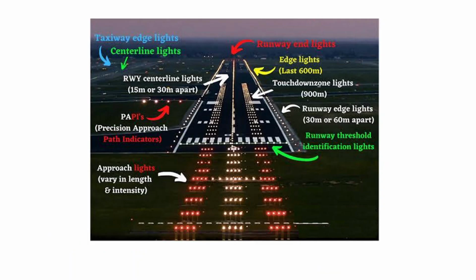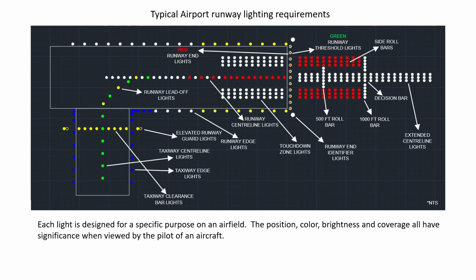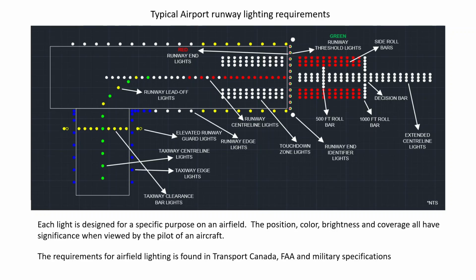Here's a better illustration to show some of the different lights. Each one is specifically designed and angled at a specific level in order to target approaching aircraft. Even taxiways, where the aircraft is coming on and off of the runway, have specific colors and locations that are required. Each light on a runway is designed for a specific purpose. Their position, color, brightness, and coverage all have significance when viewed by the pilot of an aircraft. The requirements of airfield lighting is found in Transport Canada, FAA, and military specifications.